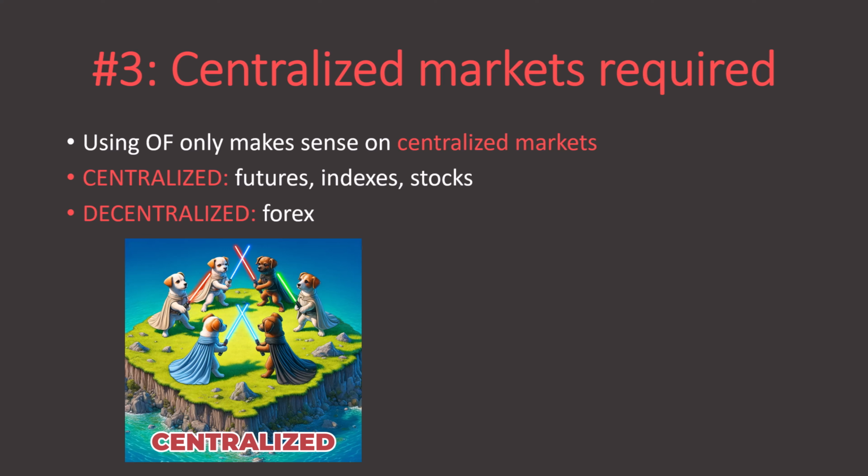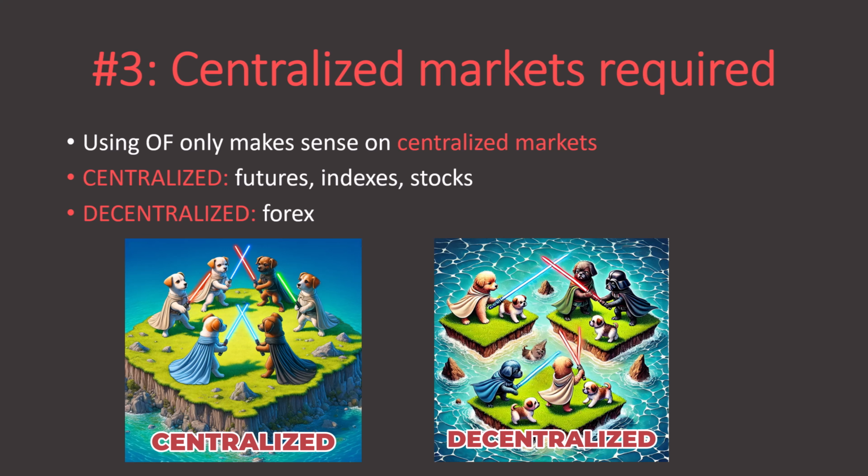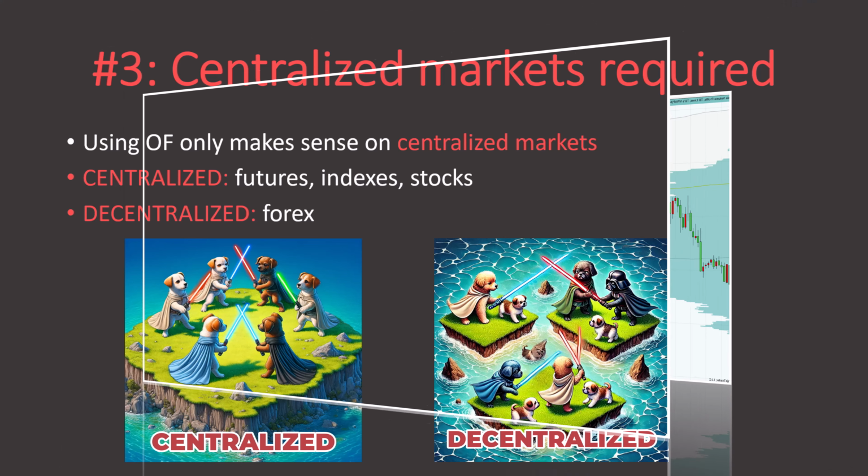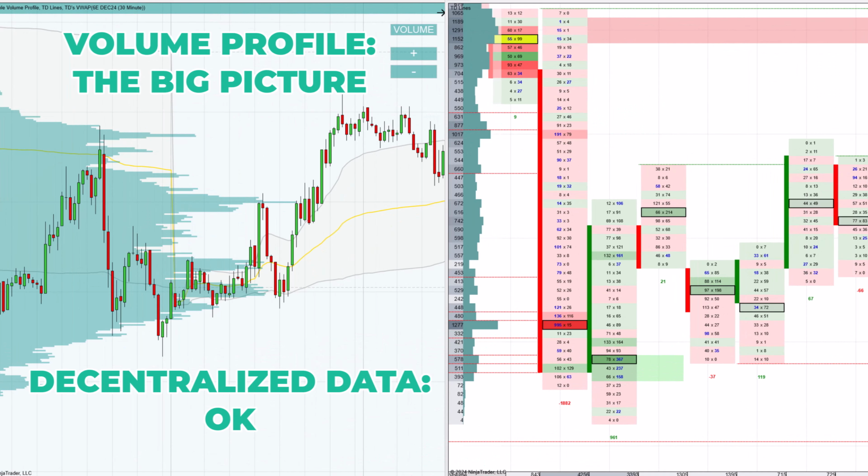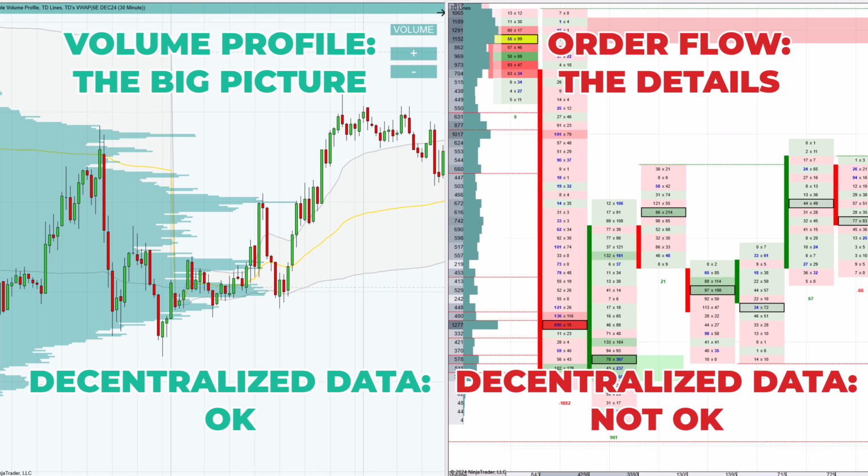You don't miss anything. On the other hand, decentralized market, that's for example forex, on those markets, instruments are traded on many different places. That's why it's called decentralized. And in this case, order flow shows only part of all the transactions. And that's the problem. You know, like getting just part of the total volume would be fine, for example, when you are trading with volume profile strategies, which are more about getting the big picture.